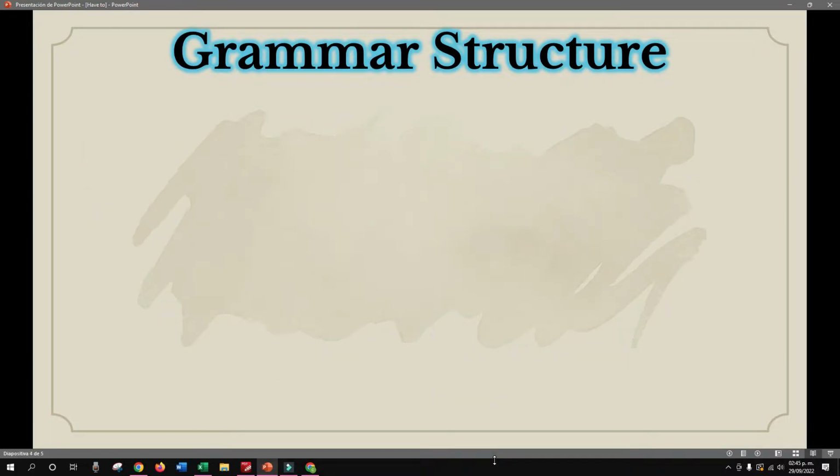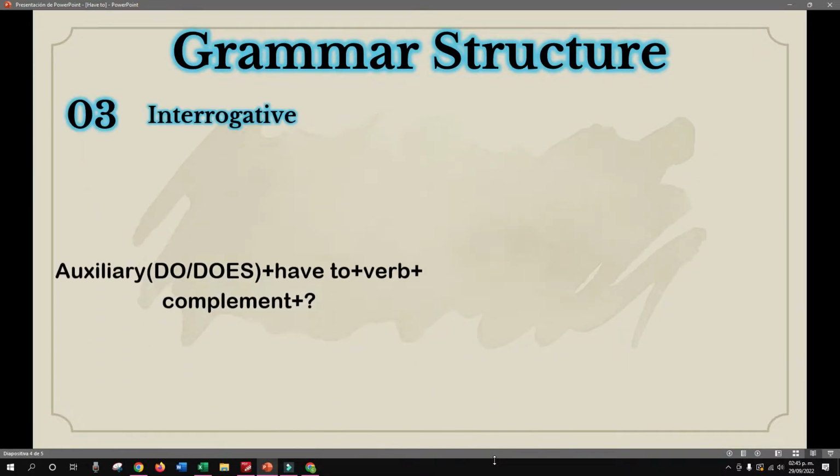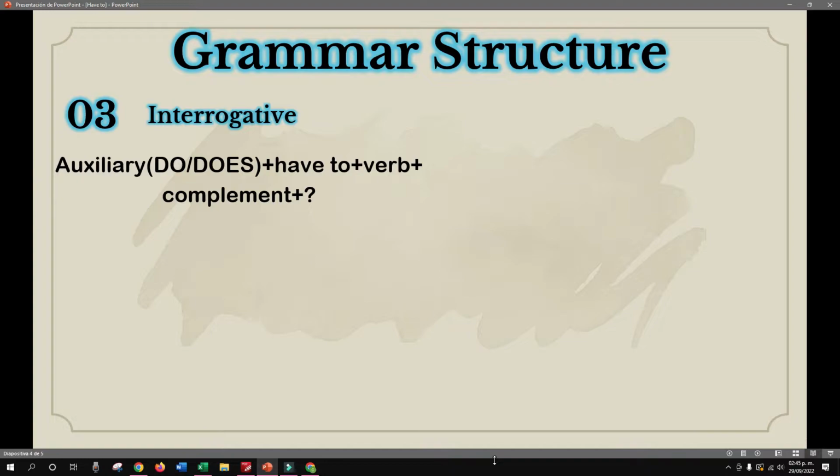So, then, interrogatives. First, the auxiliary, it will be do or does. Then have to, the main verb in the base form and the complement, and don't forget the question mark. For example, do you have to help? That is the question, right? Do you have to help?